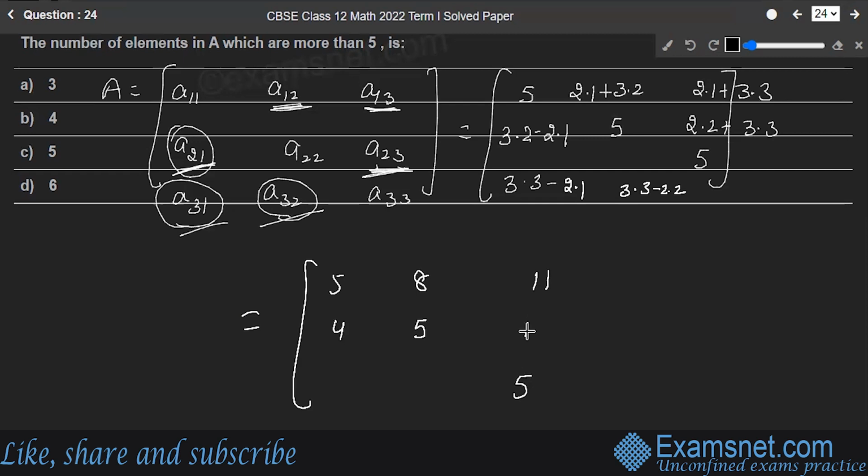And 4 plus 9, this is 13. 9 minus 2, 7. And 9 minus 4, this is 5 again. So this is the matrix 5, 8, 11, 4, 5, 13, 7, 5, 5.